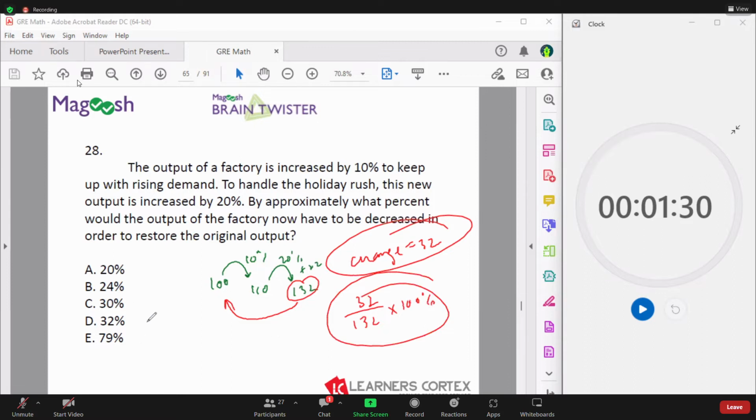Great. But the thing is, you can also basically solve this by estimation. Okay. If you approximate 30 over 130, this would be somewhere around 26, basically, I guess. Okay. 3 divided by 13 would be 23. Sorry, not 26, 23. So yes, it would be somewhere around 23. So the only option around 23 is this. This would not be the answer.